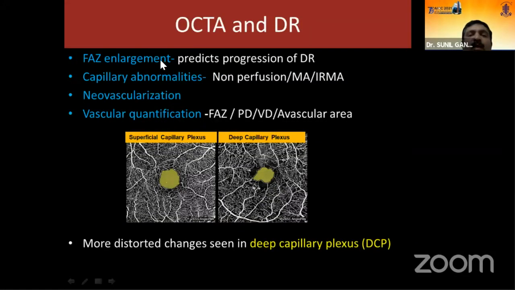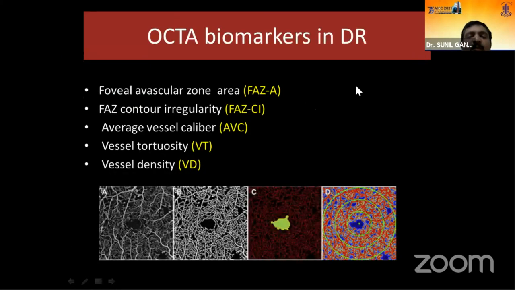Basically, we tend to look at the FAZ. FAZ enlargement basically predicts the progression of diabetic retinopathy. Capillary abnormalities like non-perfusion can be seen. Neovascularization can be picked up. You can quantify the vascular changes, basically in the FAZ, the perfusion density, vascular density, avascular area, all these things can be seen. But one important thing to be noted is that the more distorted changes of all these pathological changes are noted in the deep capillary plexus than in the superficial capillary plexus.